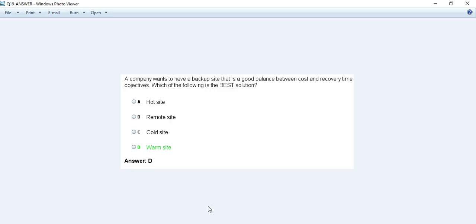All right, so we had a question about one of the questions on the pop quiz that we had, question 19. Company wants to have a backup site, but it's a good balance between cost and recovery time objectives. Which of the following is the best solution? Hot site, remote site, cold site, and warm site.